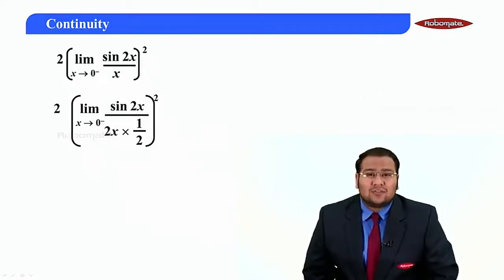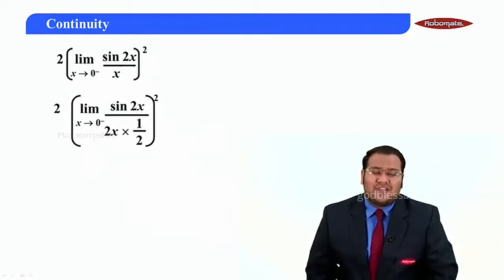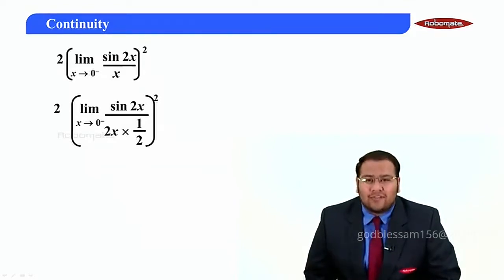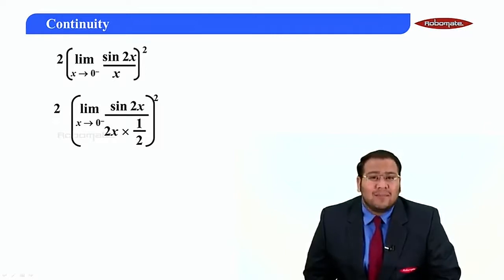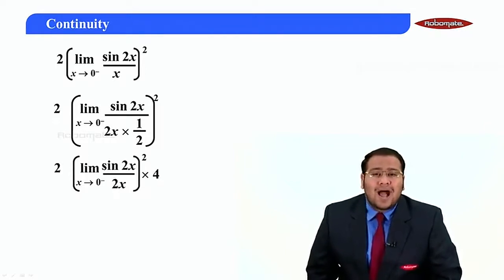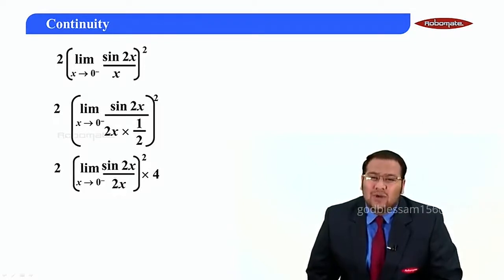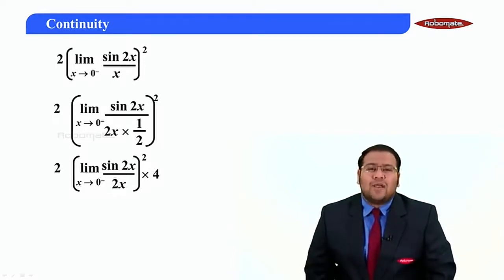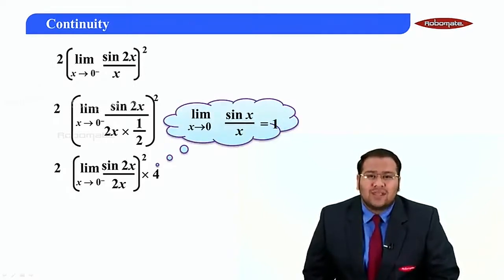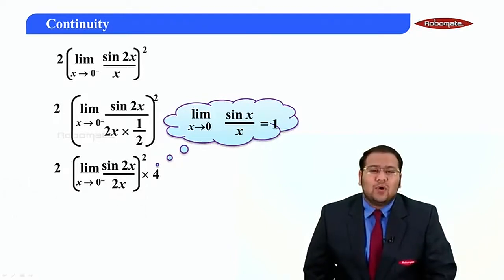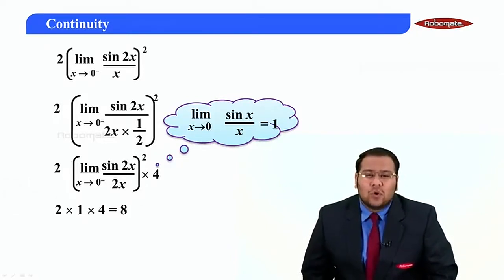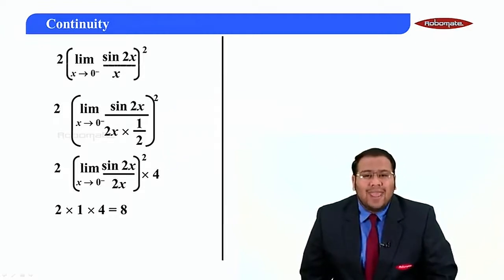In this case, what is incomplete? The coefficient. So for balancing the coefficient, what we are doing is multiply and divide by 4. So the answer which you would get is 2 into limit x tending towards 0 minus, sine 2x upon 2x the whole square into 4. We know that 4 into 2 is 8, and we also know limit x tending towards 0 of sine x by x is 1. So 2 into 1 into 4 would give you 8.